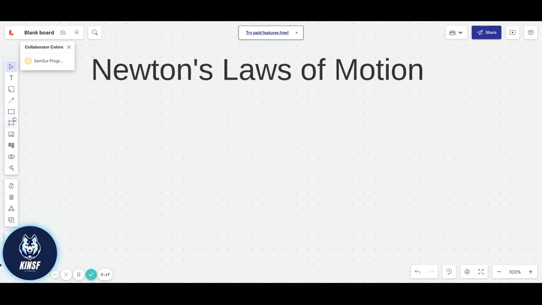So first we have law 1. Law 1 is called inertia. The law of inertia is the first one of Newton's theories of motion and gravity. So these are Newton's laws of motion, as you can see the titles are.